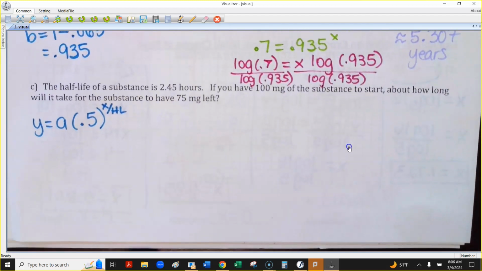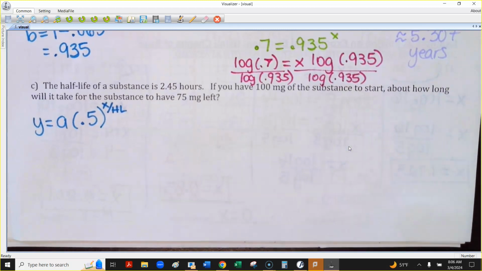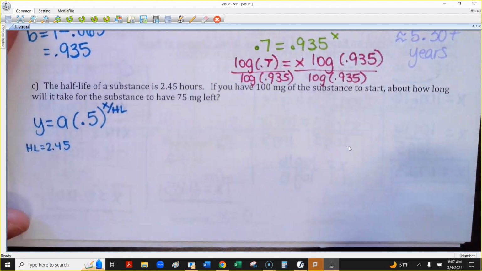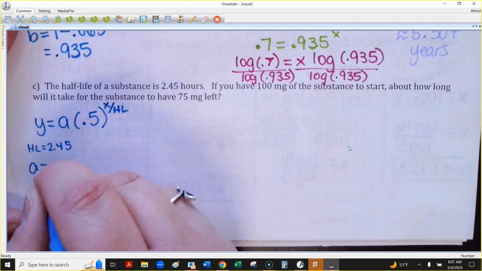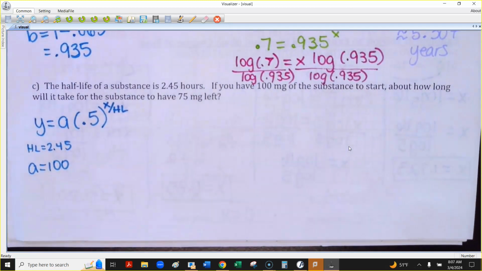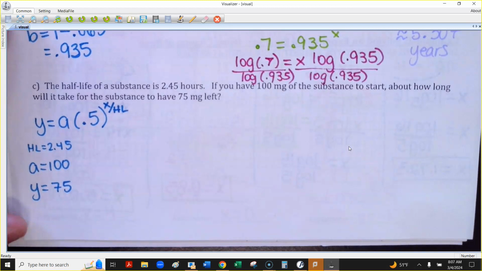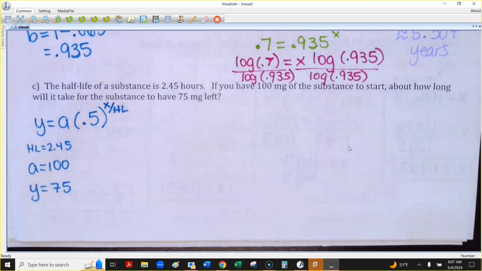Okay, so now it gives me the half-life of a substance is 2.45 hours. So I'm going to plug in for half-life the 2.45. You have 100 milligrams of the substance. So that's going to be your A value. About how long will it take you to have 75 milligrams? So why I want to know when this is going to, it's not going to be a complete half-life, right? Because half would be 50. So it's going to be less than a half-life. We're going to plug this information in and solve for X.